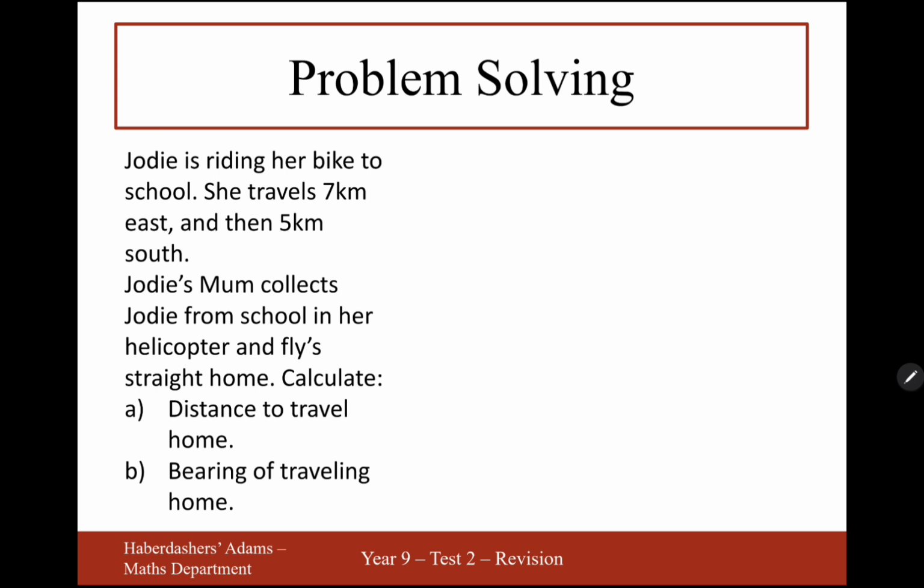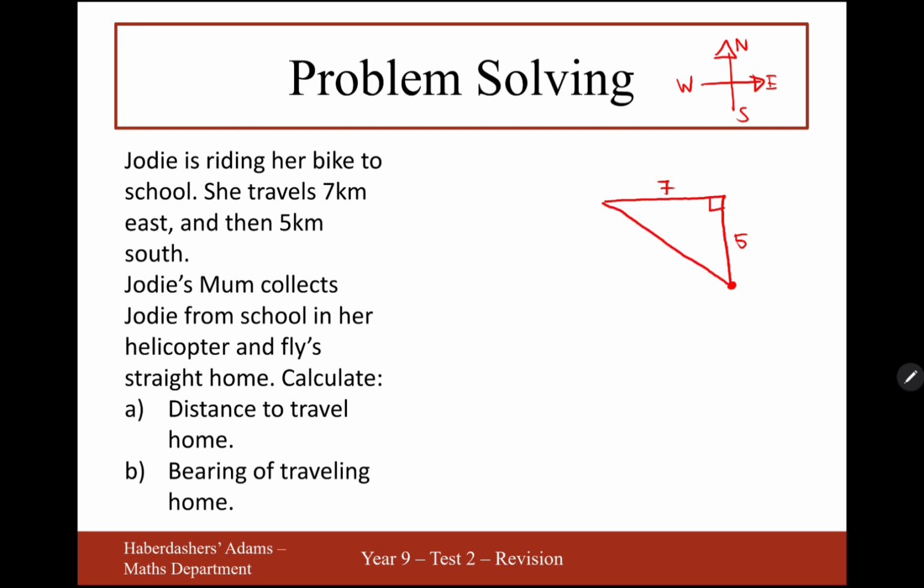Okay, so let's read the question here. Jodie is riding her bike to school. She travels 7 kilometers east. Okay, let's remind ourselves of north, east, south, west. So she travels 7 kilometers east and then 5 kilometers south. Okay, so it's 7 before and then 5 afterwards. Jodie's mum collects Jodie from school in her helicopter and flies straight home. Lucky Jodie. Find the distance to travel home.